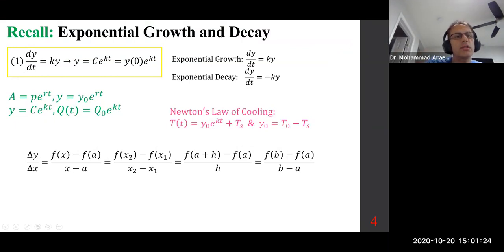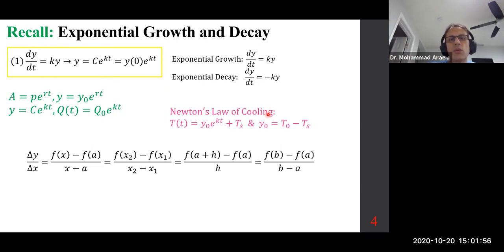When dy/dt is equal to ky, when the rate of growth is proportional to the actual function, then it becomes an exponential function, y equals ce to the power of kt. It was extensively discussed. Basically, when k is positive it is exponential growth, and negative is exponential decay.